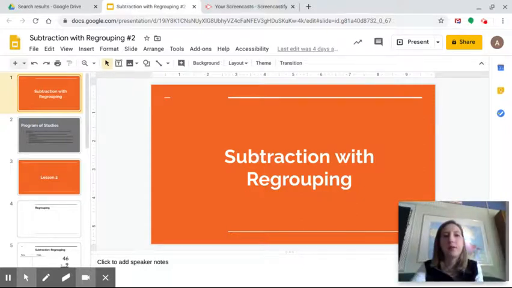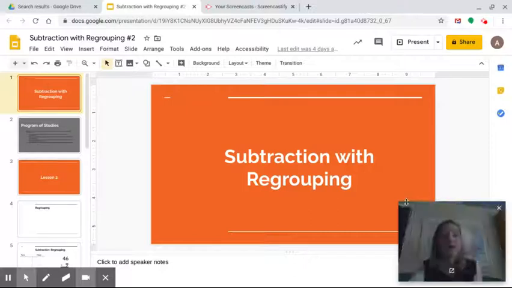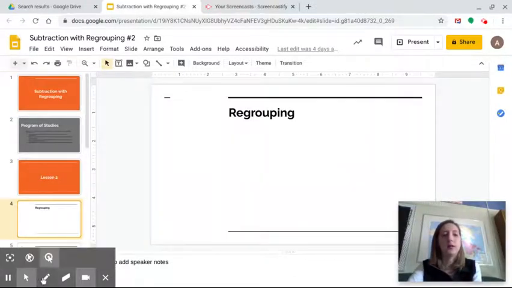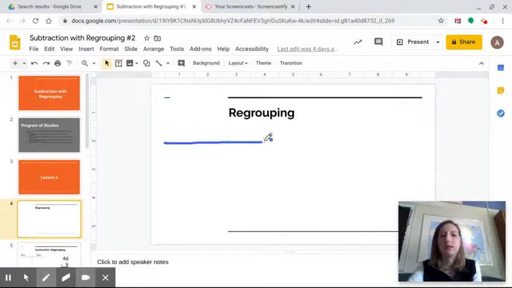Hi grade 2s, today we are going to look at subtraction with regrouping. Just remember, when you're regrouping with your tens and ones, it means that there is a group of items and it might not be working, so you need to regroup it. Re means do again. So if I have tens and ones here, let's pretend I'm adding.